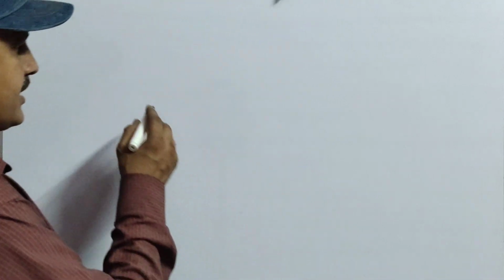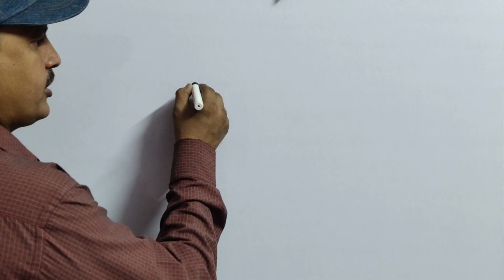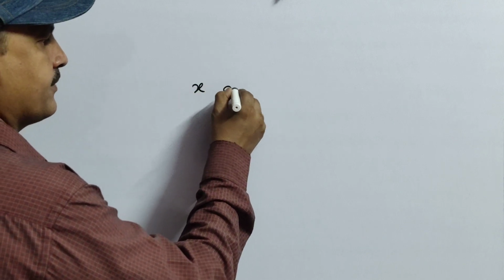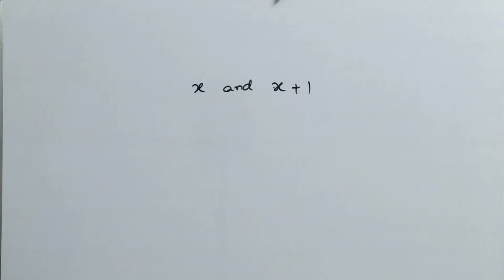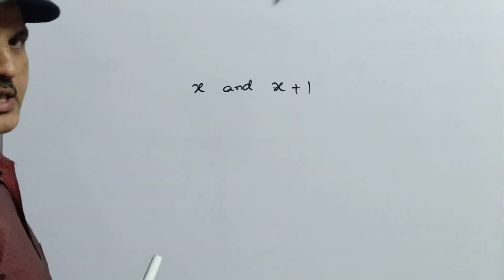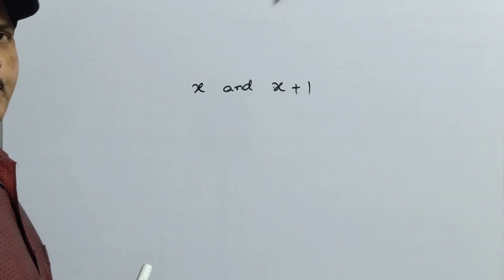Okay. The product of two consecutive positive integers is 306. We need to find the integers. Actually, the product of two consecutive positive integers means, let us consider the two consecutive positive integers be x and x plus 1.